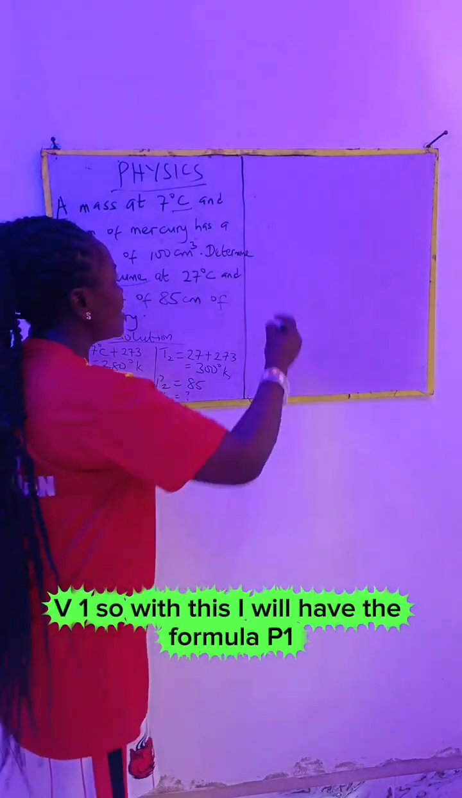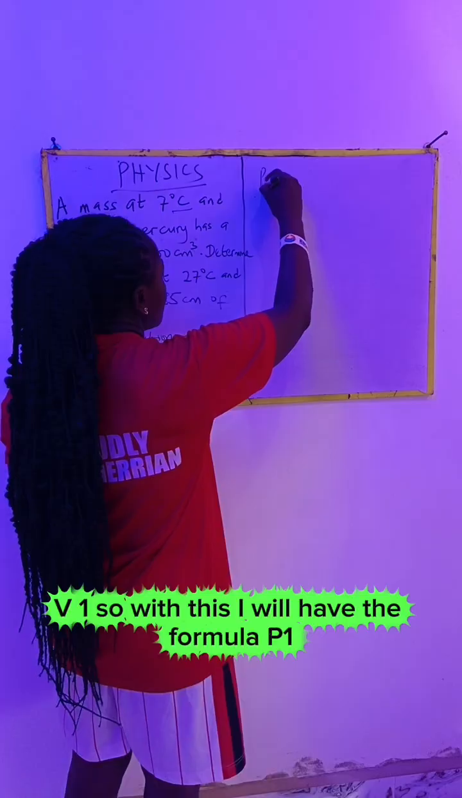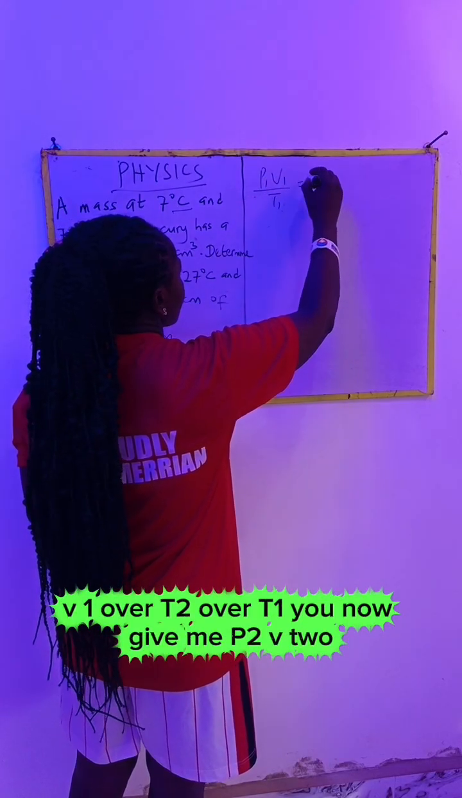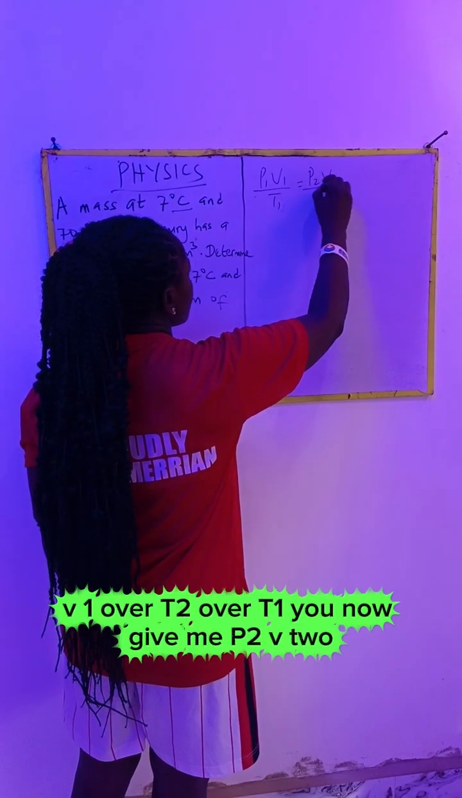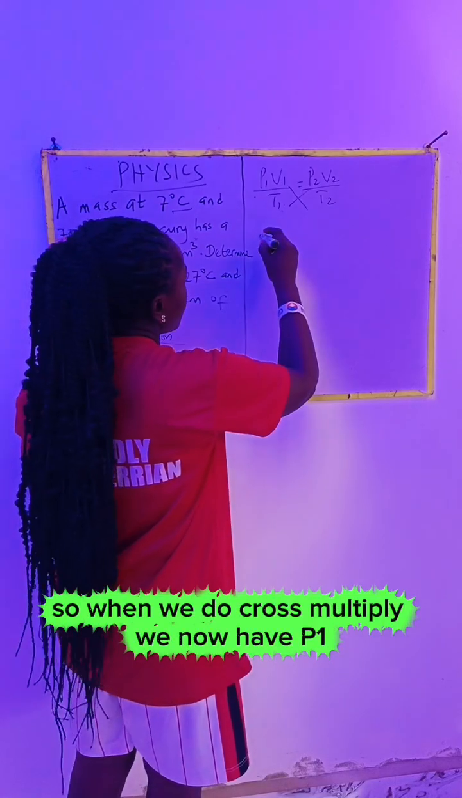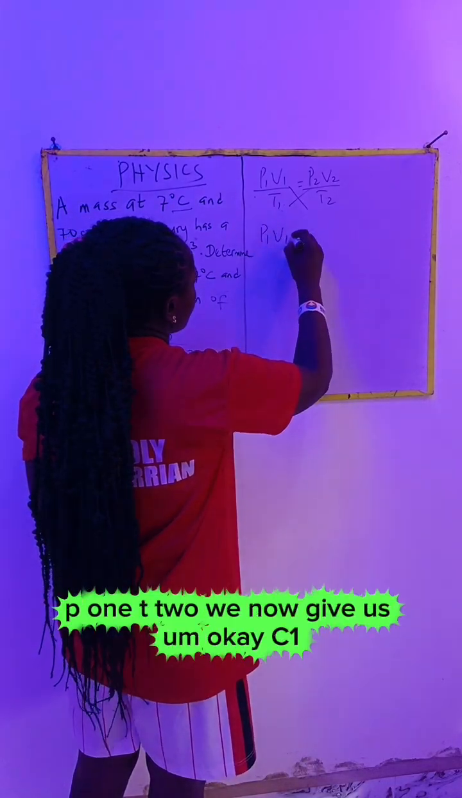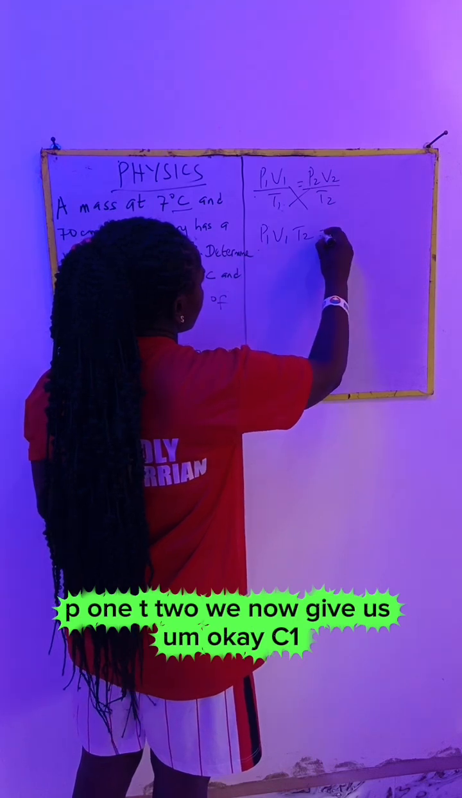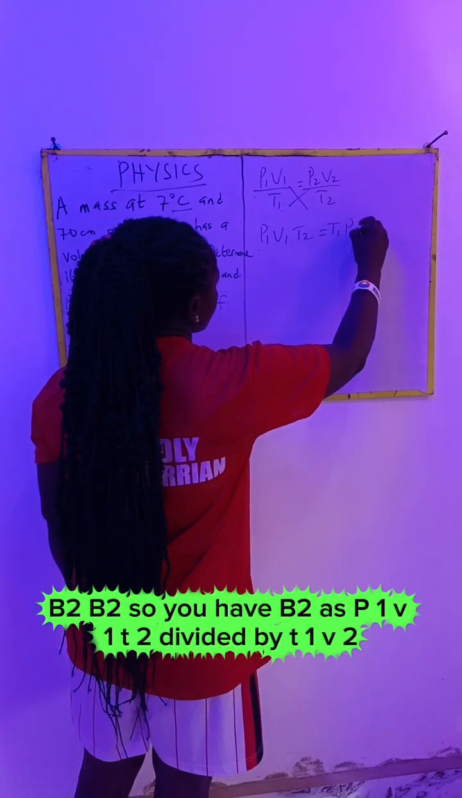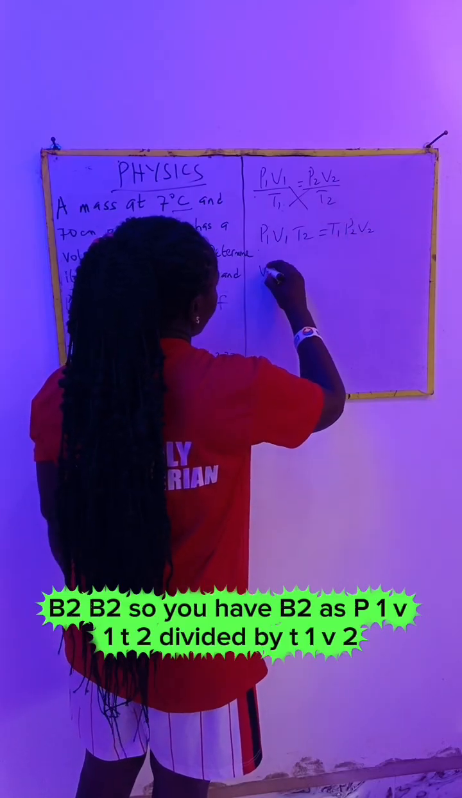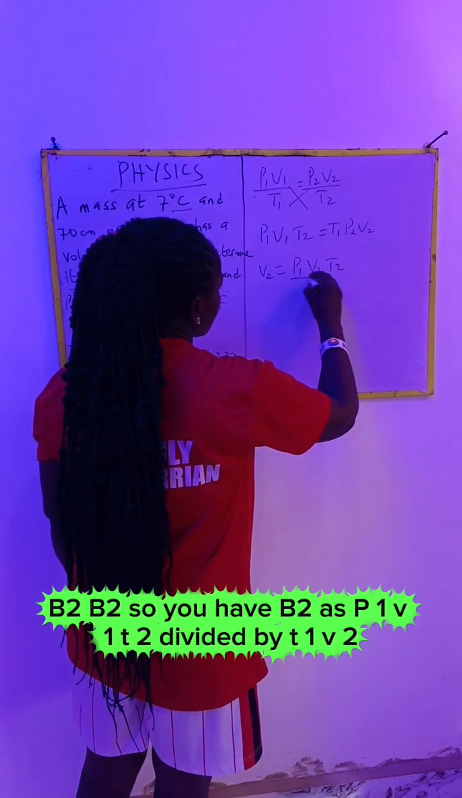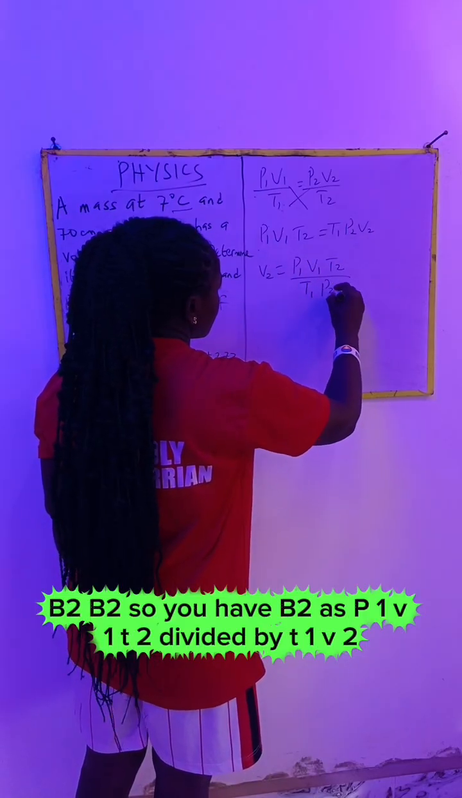Volume. So with this, I will have the formula P1 V1 over T1 will now give me P2 V2 over T2. So when we do cross and multiply, we now have P1 V1 T2 will now give us T1 P2 V2. So we have V2 as P1 V1 T2 divided by T1 P2.